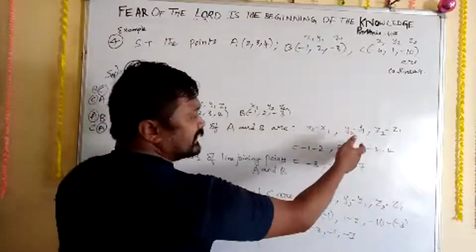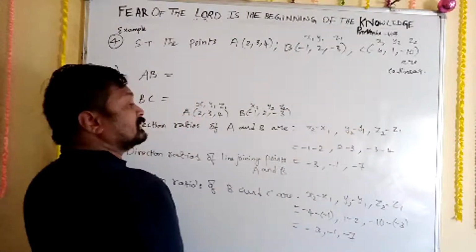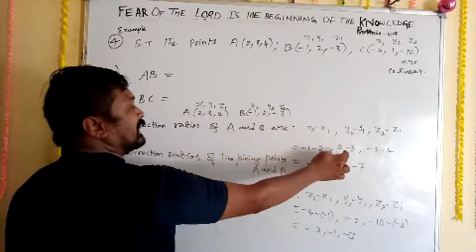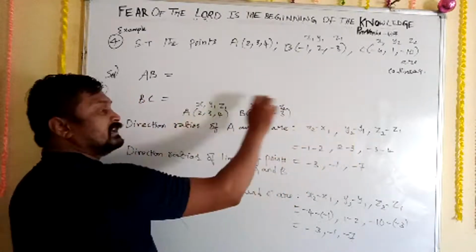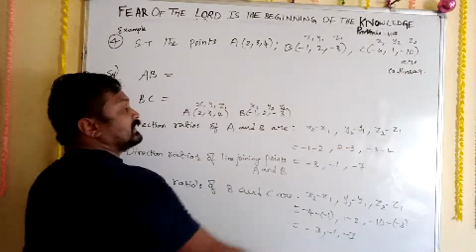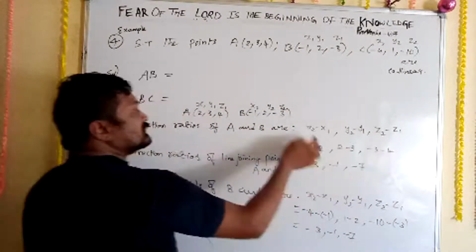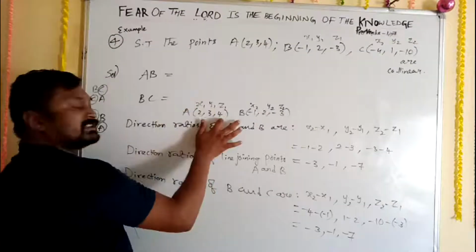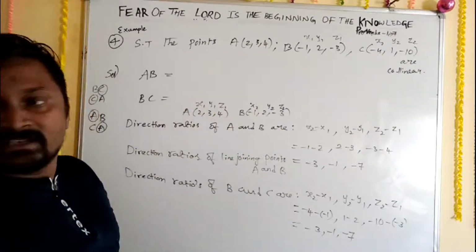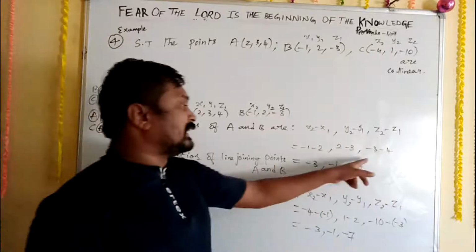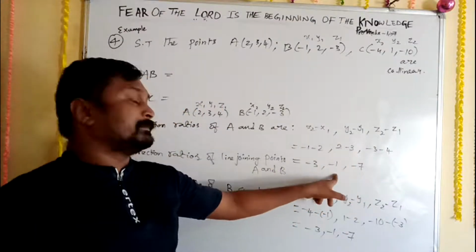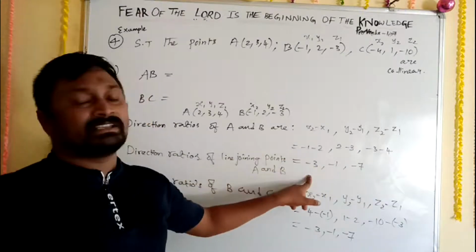Okay. So next one, y2 minus y1. So y2 minus y1 means here it is. So 2 minus y1 is nothing but 3. That's what is written here, 3. Next, z2 minus z1. z2 is minus 3 and z1 is nothing but 4. So we wrote that. After writing that, minus 3 minus 4 is minus 7, and 2 minus 3 is nothing but minus 1. Minus 1 minus 2 is nothing but minus 2.